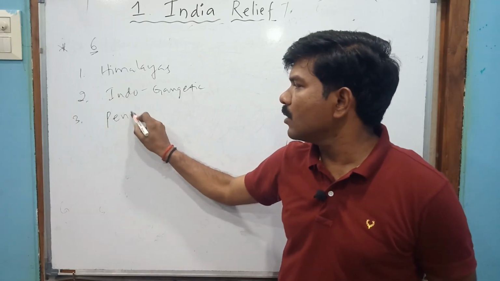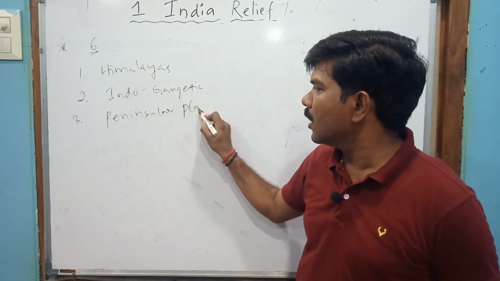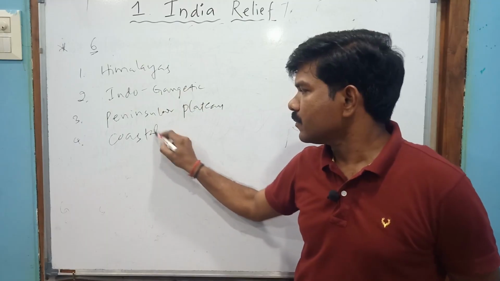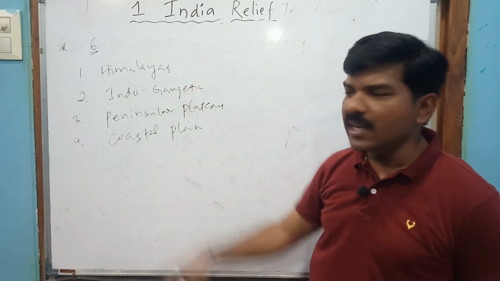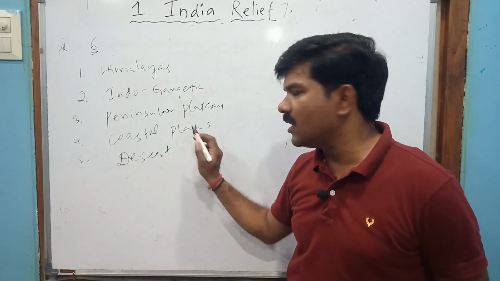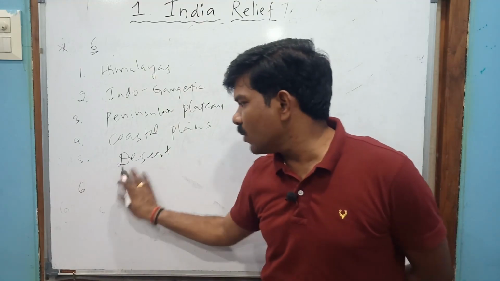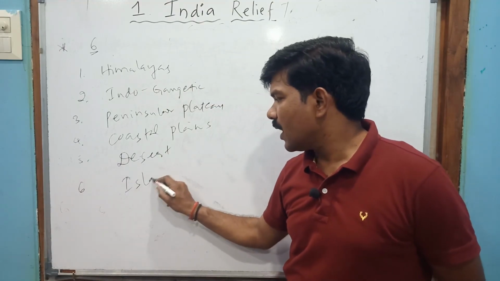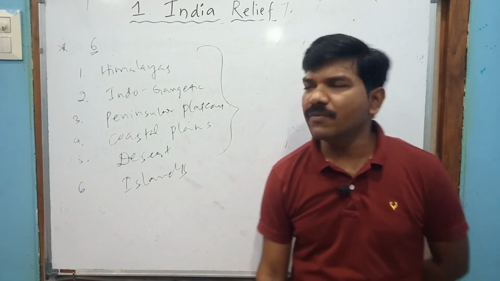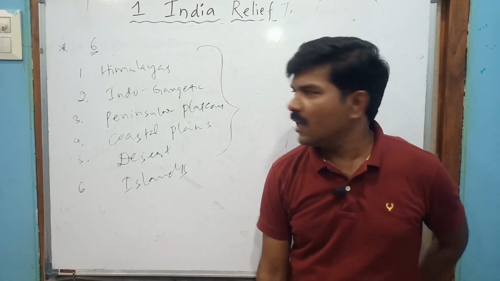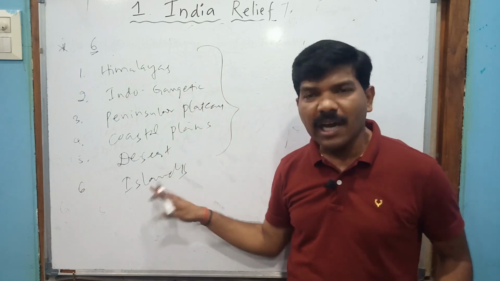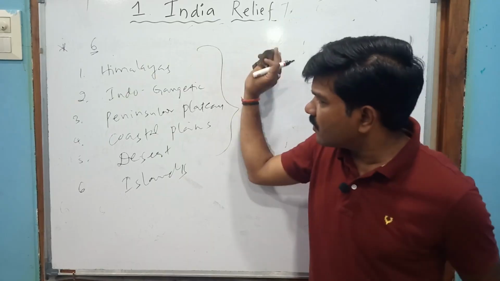Third one is the peninsular plateau. Fourth one is the coastal plains. These are the varieties of India. Fifth one is the desert, the great Thar desert in Rajasthan. Sixth one is the islands. So these six are the important physical features of India. Coastal plains are in the coast, desert in Rajasthan, islands in the sea. So let us see these 6 physical divisions.